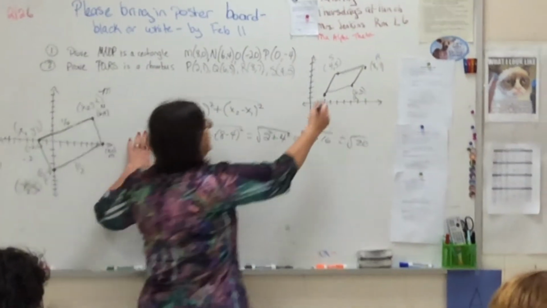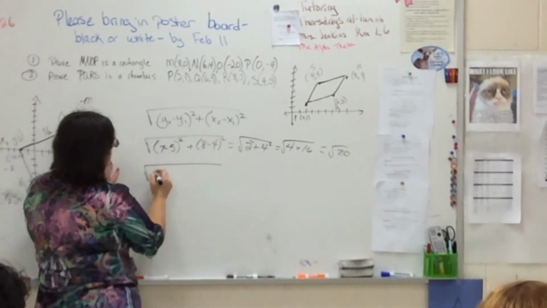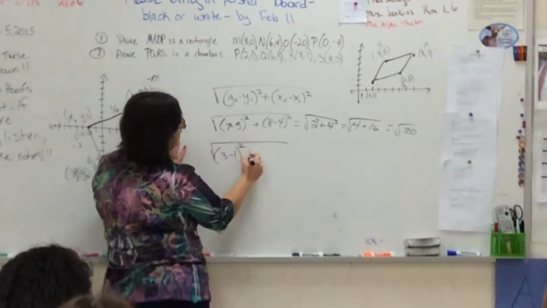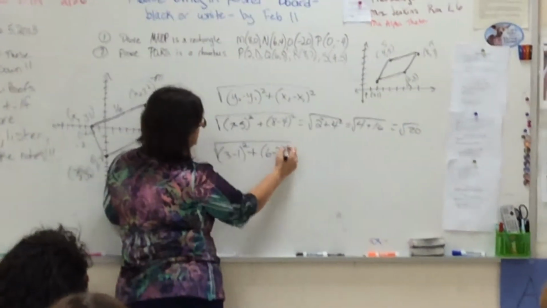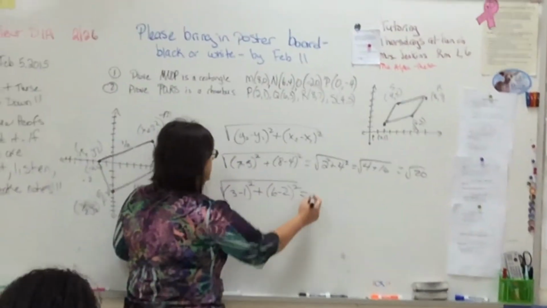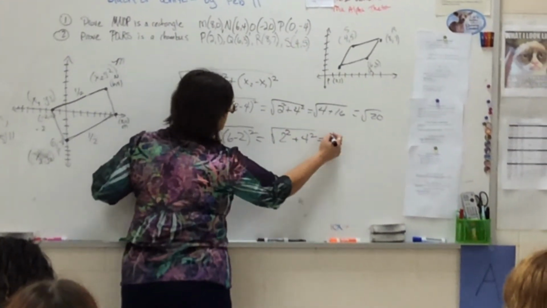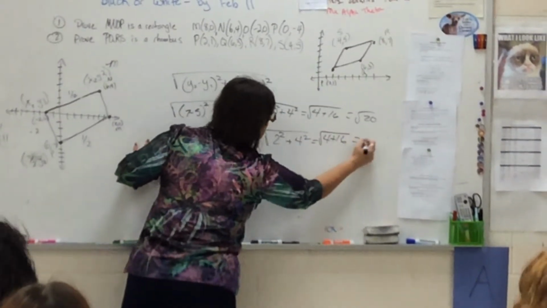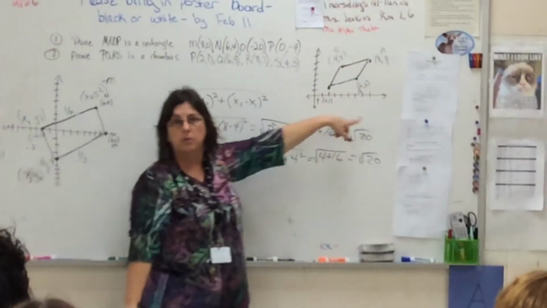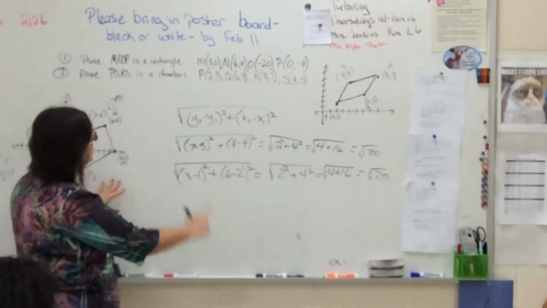So that was this line. Let's check and see if this line is the same. So we're going to do the square root of 3 minus 1 squared plus 6 minus 2 squared. You do see where I'm getting the numbers, correct? Okay. So once again, we have 2 squared plus 4 squared, which is 4 plus 16, which is the square root of 20. So we know these opposite sides are the same length, right? They're both the square root of 20. So now let's check the other two sides and see if they're congruent to one another.